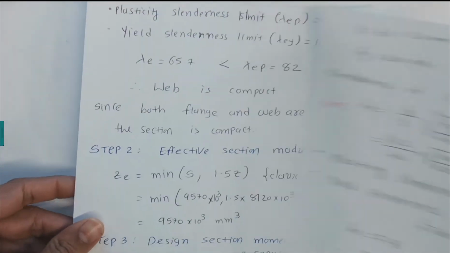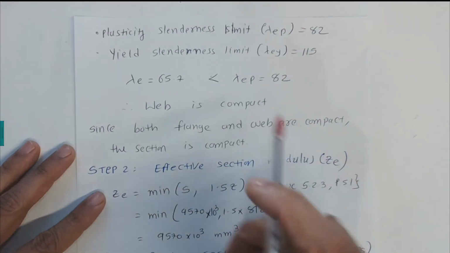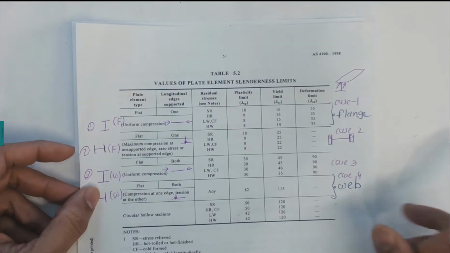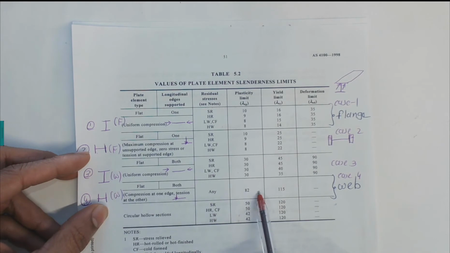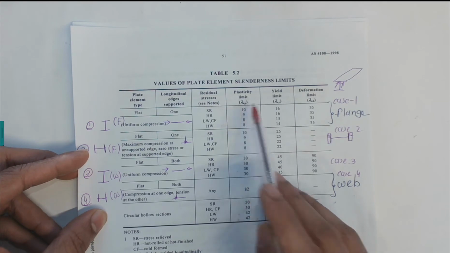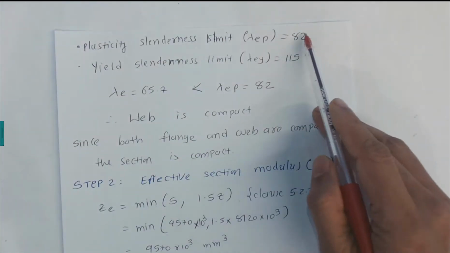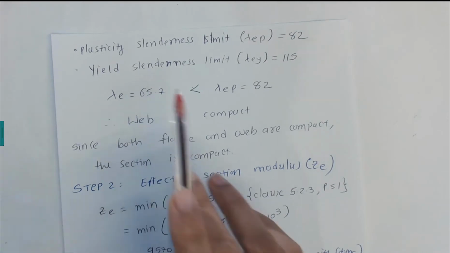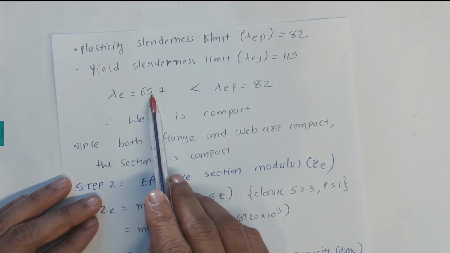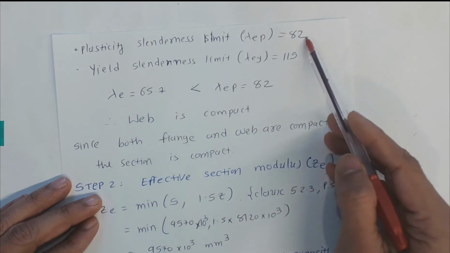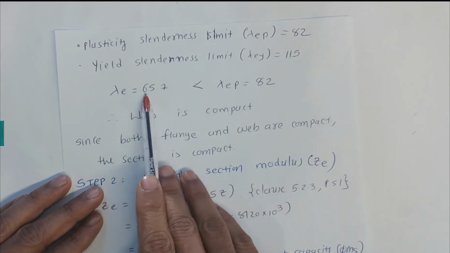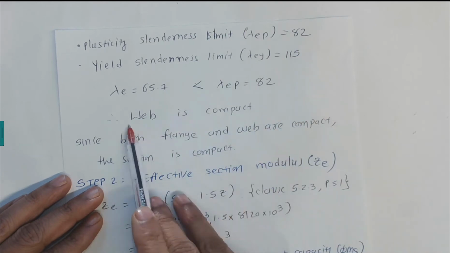Now again, we need to find those lambda ep and lambda ey values. That is from table 5.2 on page number 51. This fourth row is for the web, and that is 82 for lambda ep and 115 for lambda ey. That's what I have written here. Now 65.7, that's what we found, and if it is less than 82 it is compact. Between 82 and 115 it is non-compact, and greater than 115 is slender. So looking at this number 65.7, which is less than 82, the web is compact.